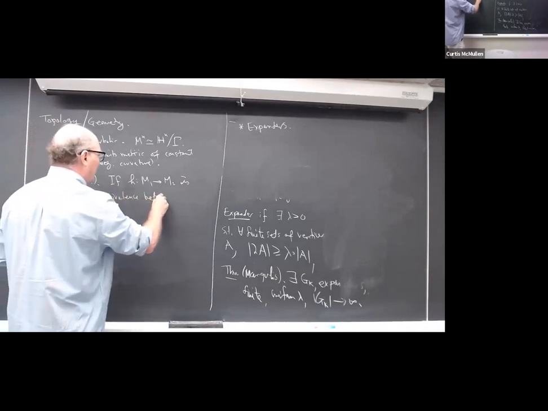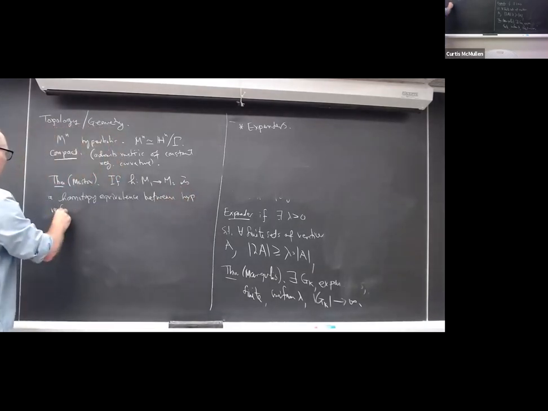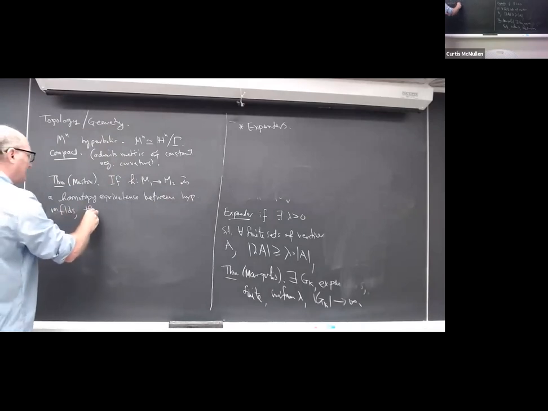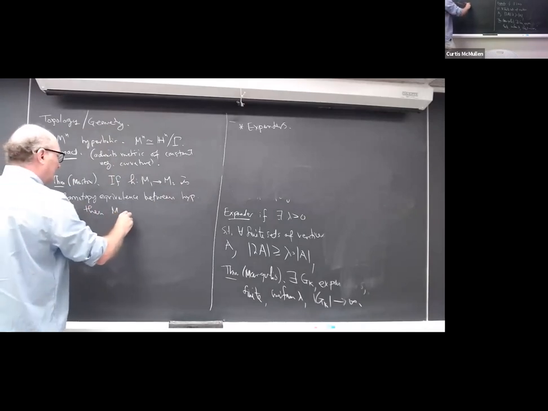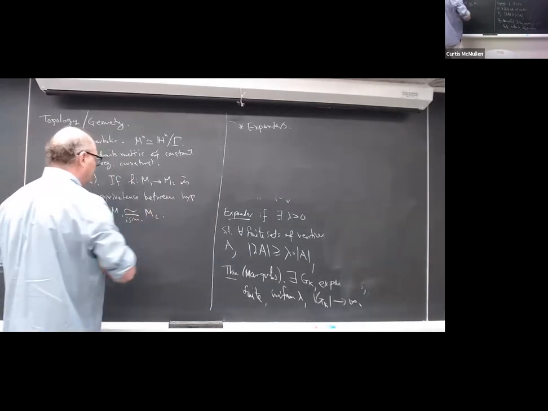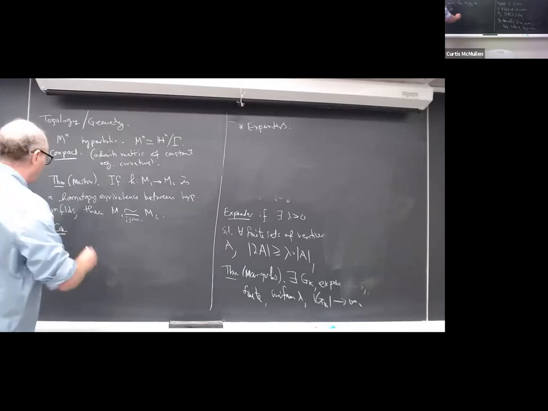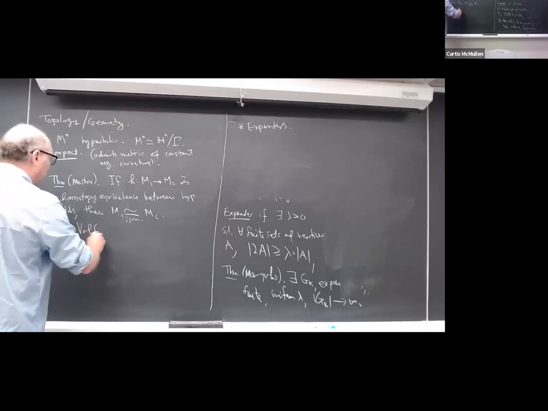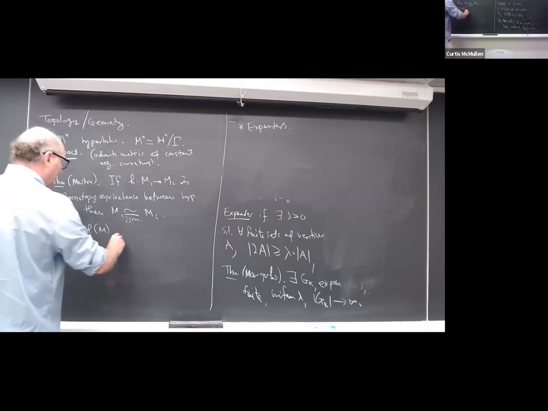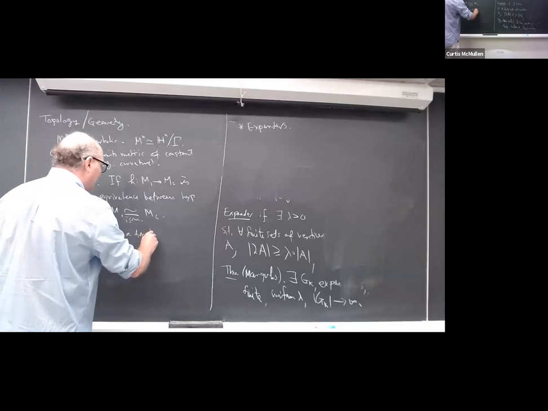Between compact hyperbolic manifolds. Then M1 is in fact isometric to M2. And this has some fantastic consequences. For example, hyperbolic manifolds have some sort of volume. So the volume of M is a homotopy invariant of M.